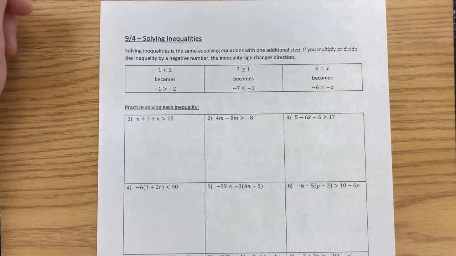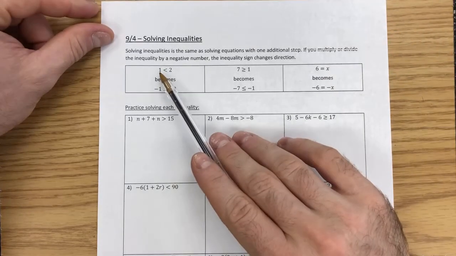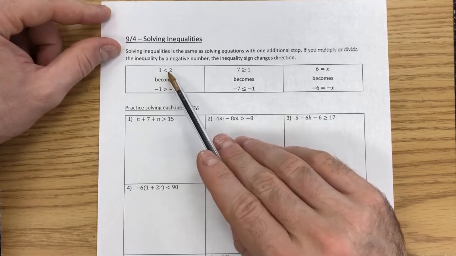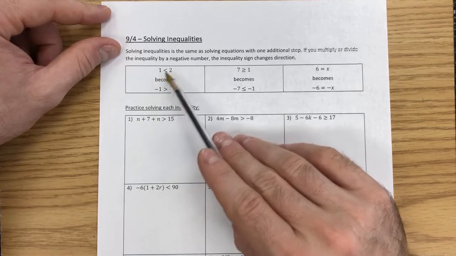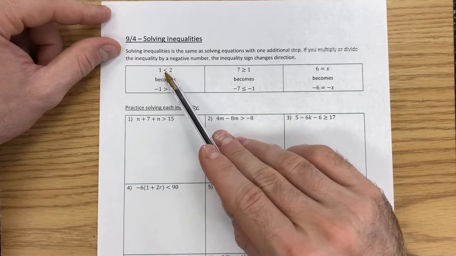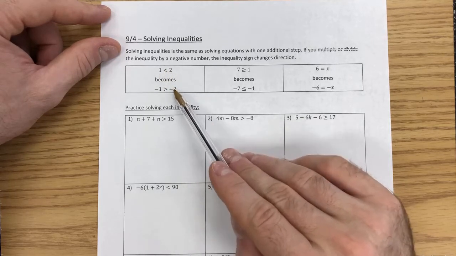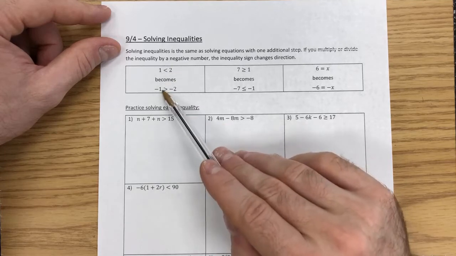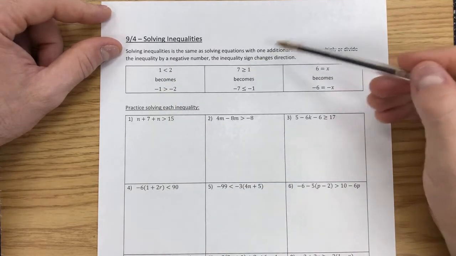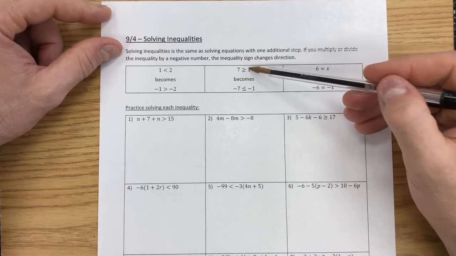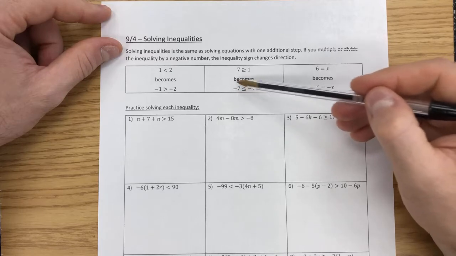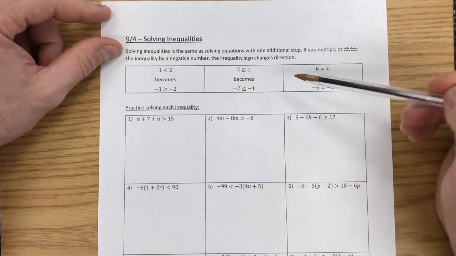Why is this the case? Well, let's take a look at a few examples. We know that 1 is less than 2, but if I multiply that 1 by a negative and that 2 by a negative, I get negative 1 and negative 2. We know that negative 1 is not less than negative 2. Negative 2 would be the smaller of the two, so therefore we have to change direction of the sign. Same thing with 7. 7 is greater than or equal to 1, but if I multiply both sides by a negative number, the negative 7 is now the smaller of the two numbers.